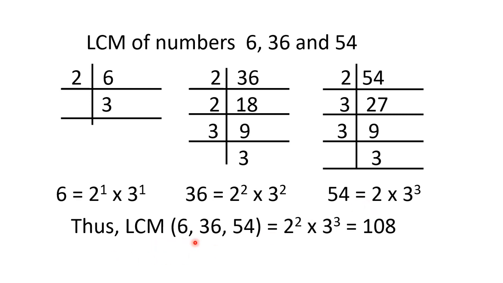Now the LCM of 6, 36, 54 will have all the factors, 2 and 3. Yes, we have got only 2 factors, and the highest power of 2 appears here. So we put the highest power of 2 here, and the highest power of 3 appears here, so we put the highest power of 3 here. So 2 square into 3 square is equal to 108, and that is the LCM of 6, 36 and 54.